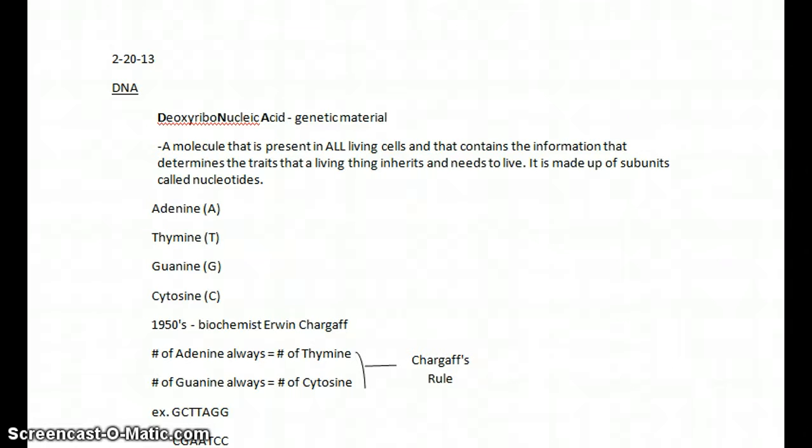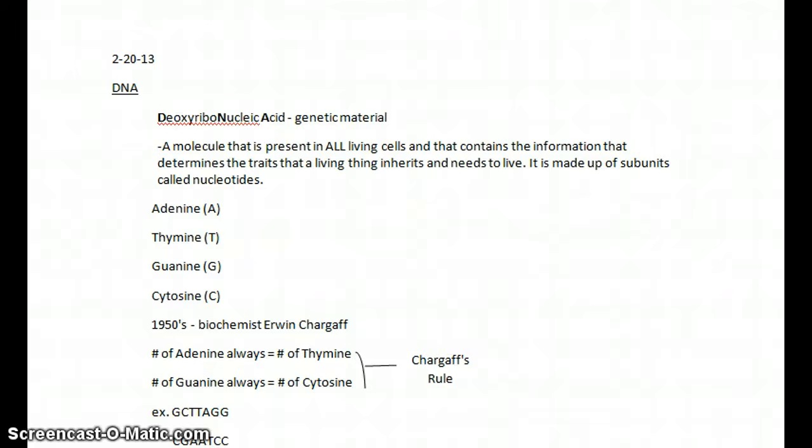Adenine, A-D-E-N-I-N-E. Thymine, T-H-Y-M-I-N-E. Guanine, G-U-A-N-I-N-E. And cytosine, C-Y-T-O-S-I-N-E.